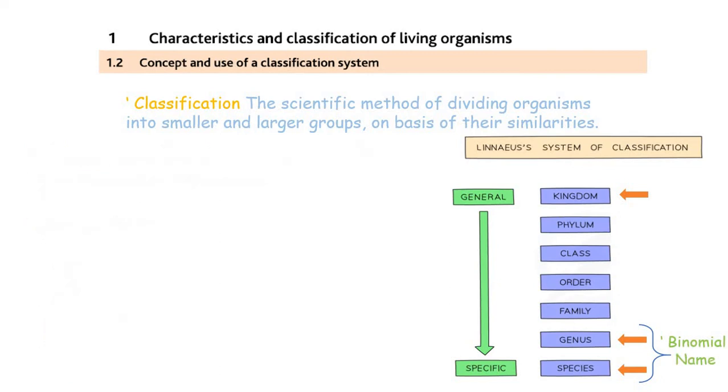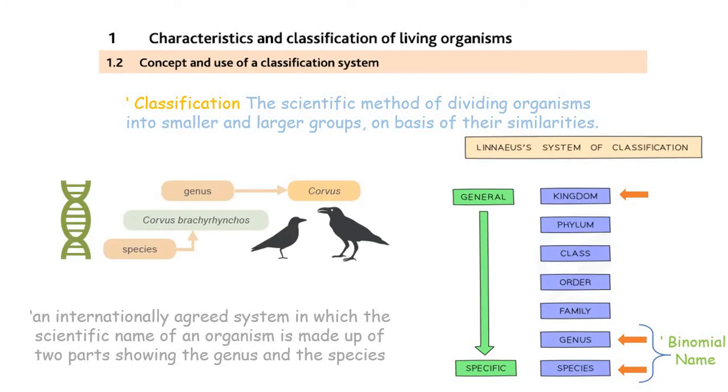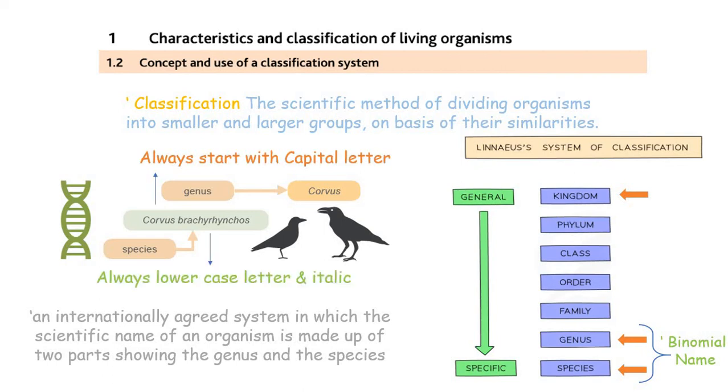Now, what is a binomial name? It is an internationally agreed system in which the scientific name of an organism is given in two parts showing the genus and species, to avoid confusion all over the world. For example, here we have a crow. This is the binomial name, which is made up of the genus and the species. Note that the genus always starts with a capital letter, followed by the species, which is always in lowercase, and typed in italics.